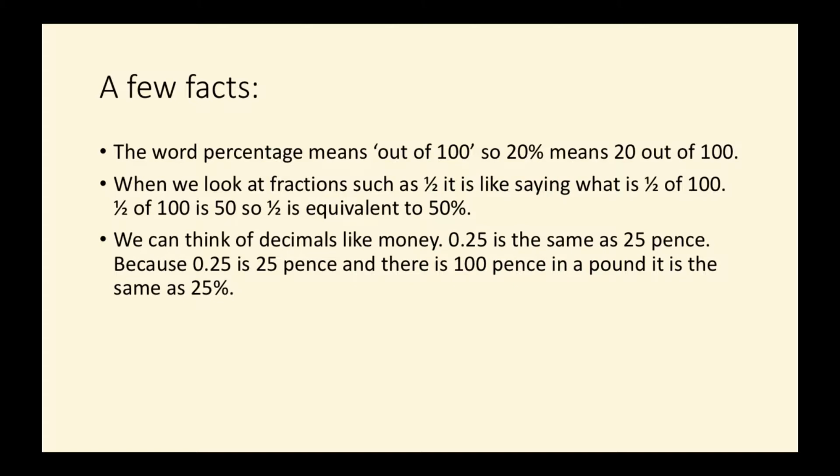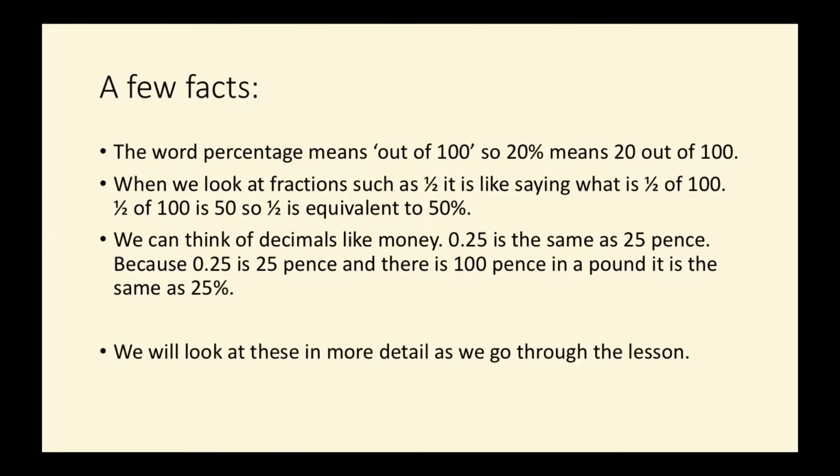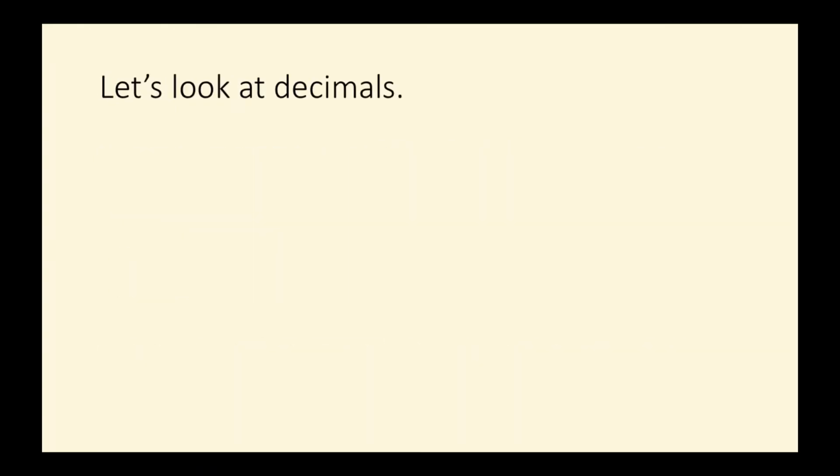But we can think of decimals like money, so 0.25 as a decimal is exactly the same as 25 pence, for example. And because 0.25 is the same as 25 pence, and there is 100 pence in a pound, it is the same as 25%. We'll look at these in more detail as we go through the lesson.